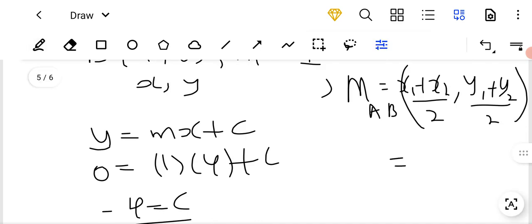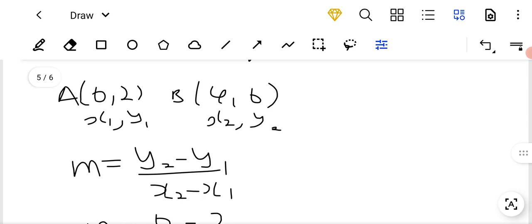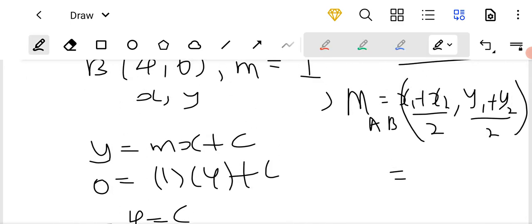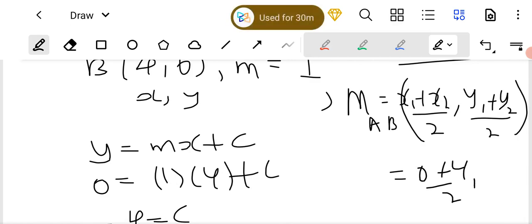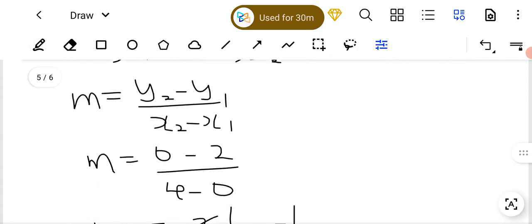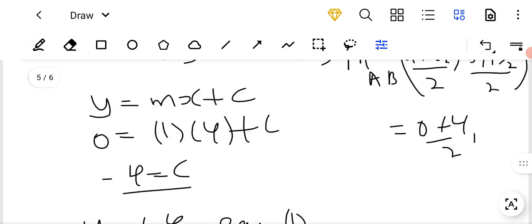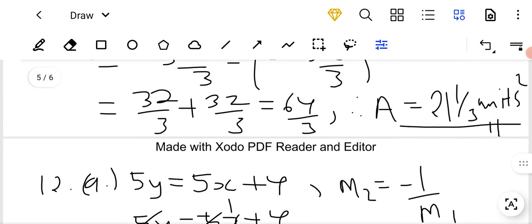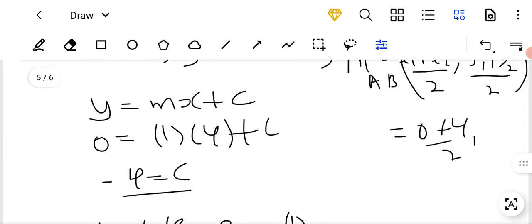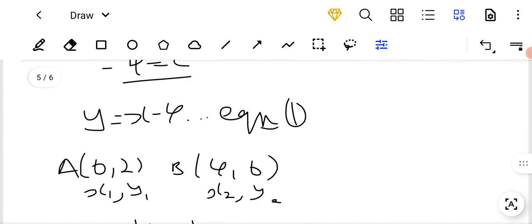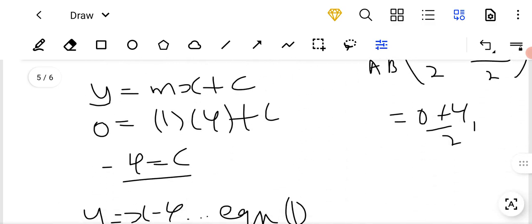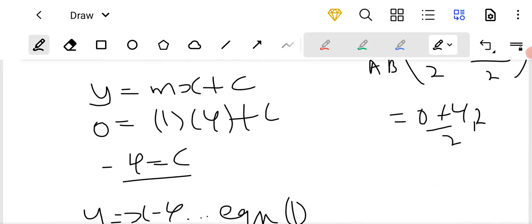Which is equal to x1, 0, plus x2, 4, divided by 2, comma, y1 is a 2, plus y2, which is 0, divided by 2.